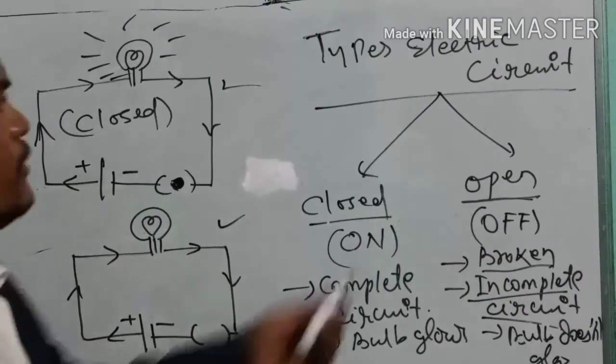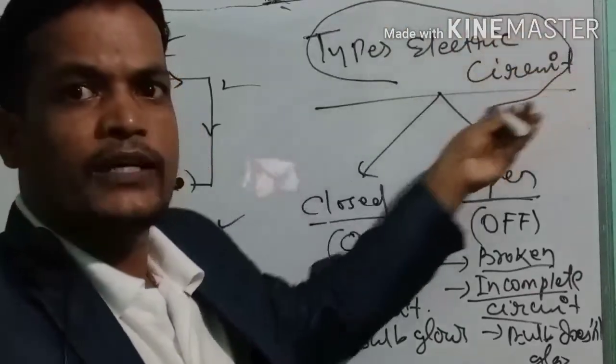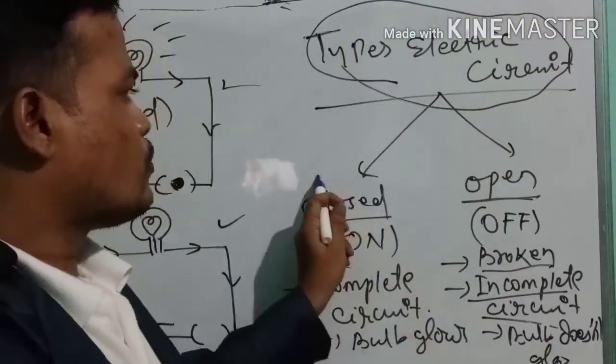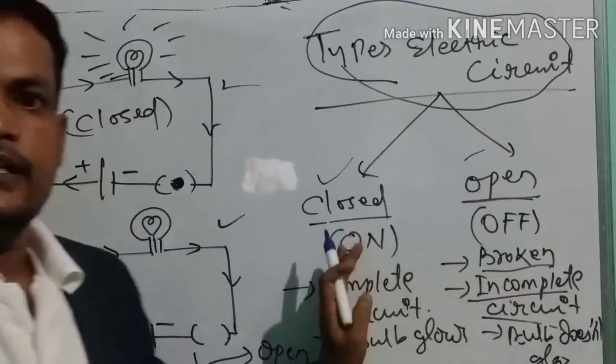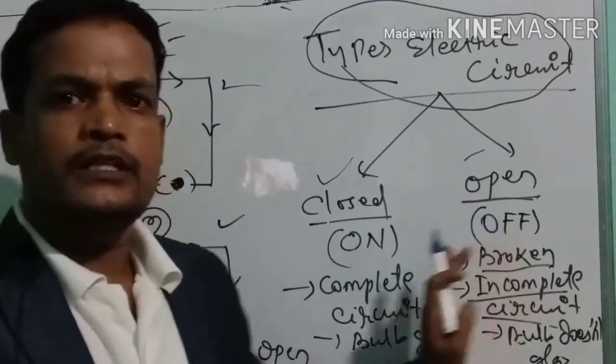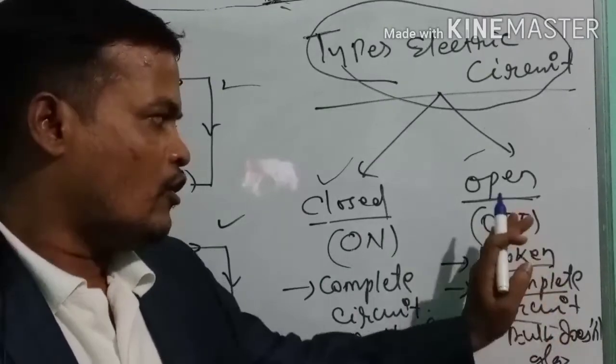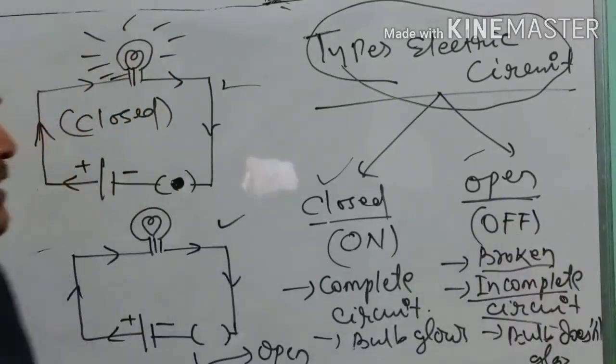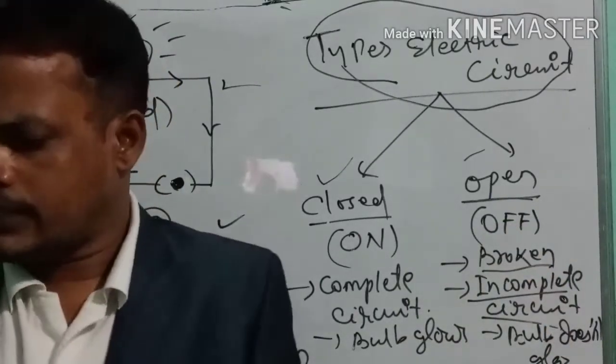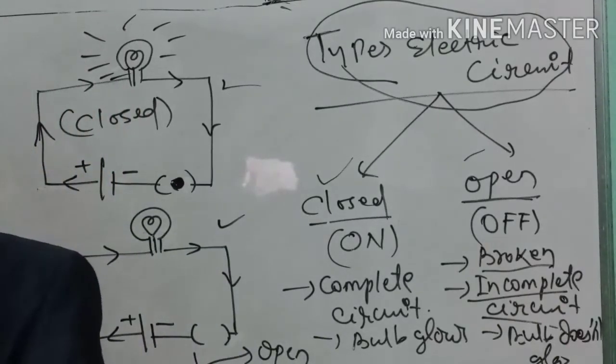So this is types of circuit. What are the different types of circuit? So closed circuit and open circuit, or complete circuit and incomplete circuit. Bulb glows, bulb doesn't glow because the switch is in off condition. Is it right? So this is all about circuits. Okay. Now let us see.